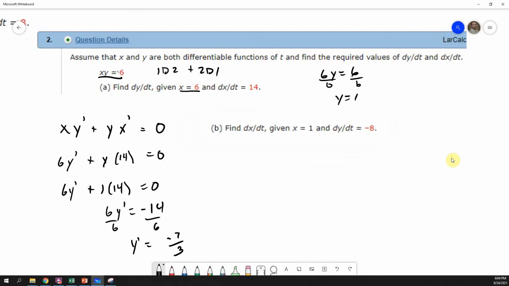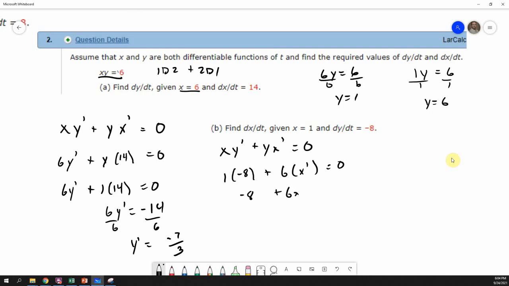All right, so find dx dt. So we've got x y prime plus y x prime equals 0. So if x equals 1 and y prime is negative 8, what is y? So if x is equal to 1, then 1 times y equals 6. Divide by 1, y equals 6. So this is 6 times x prime equals 0. So negative 8 plus 6x prime equals 0. Move the 8 over. 6x prime equals 8. Divide by 6. X prime is 4/3.